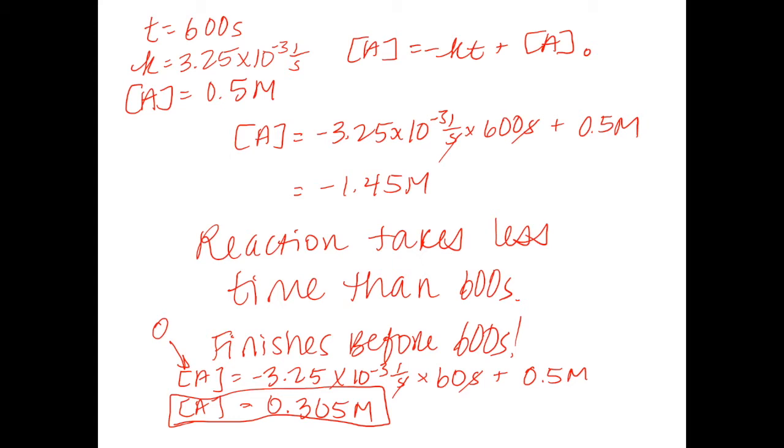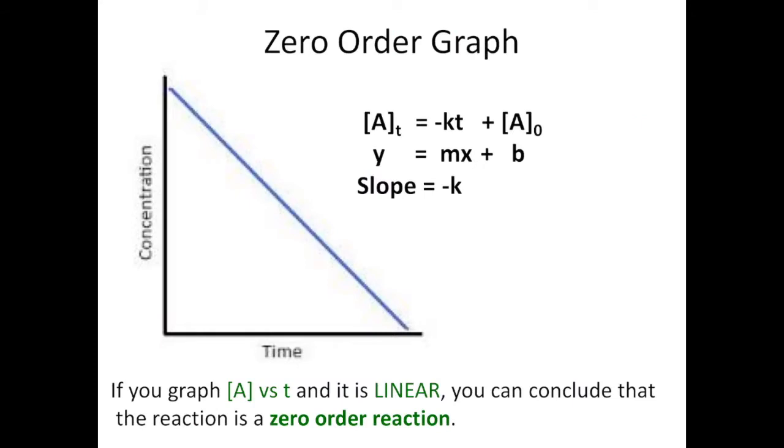We keep our initial concentration and your rate constant. You just say that your final concentration would be 0, because that's when the reaction's done, and you just solve for T. That's zero order. And here's your graph stuff. We talked about this already.